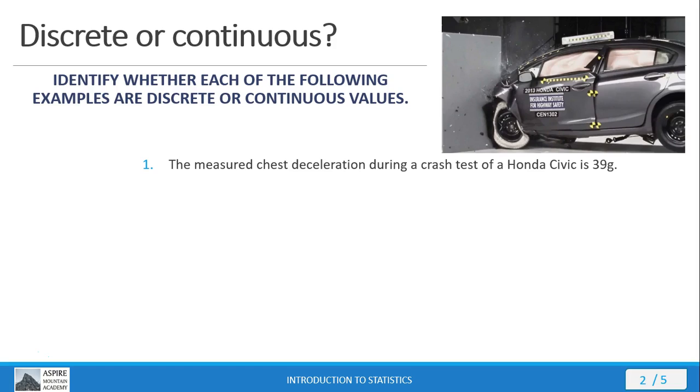Okay, our first example is the measured acceleration during a crash test of a Honda Civic is 39 g. Is this an example of discrete data or continuous data? I'll give you a few seconds to make your response. Okay, this is an example of continuous data. I know it says 39 g and 39 is a whole number, but it could just as easily have said 39.5 g. There's nothing that says it has to be a whole number. That makes this an example of continuous data because we could describe it with part units as well as whole units.